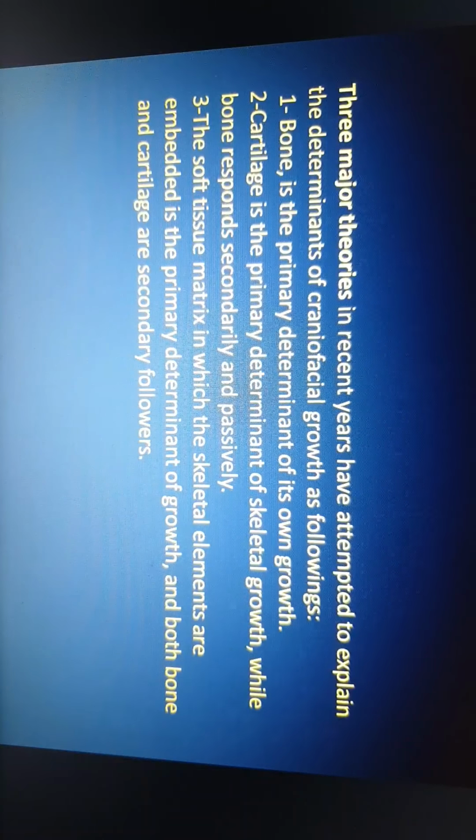There are 3 major theories in recent years that have attempted to explain the determinants of craniofacial growth, as follows. يعني هنالك 3 نظريات حديثة تفسر لنا craniofacial growth. First, the bone is the primary determinant of its own growth. Second, cartilage is the primary determinant of skeletal growth. Third, the soft tissue matrix in which the skeletal elements are embedded is the primary determinant of growth.